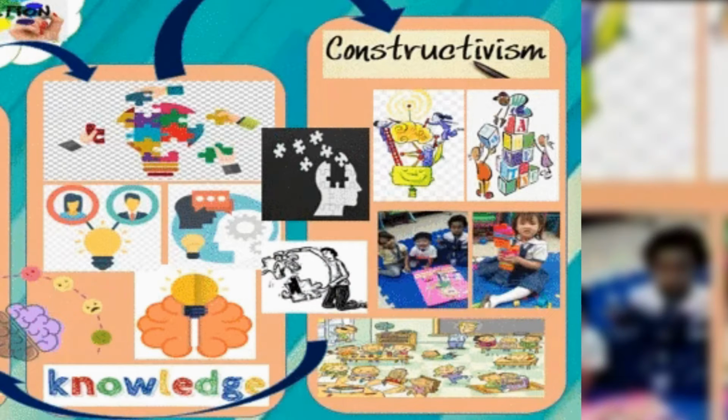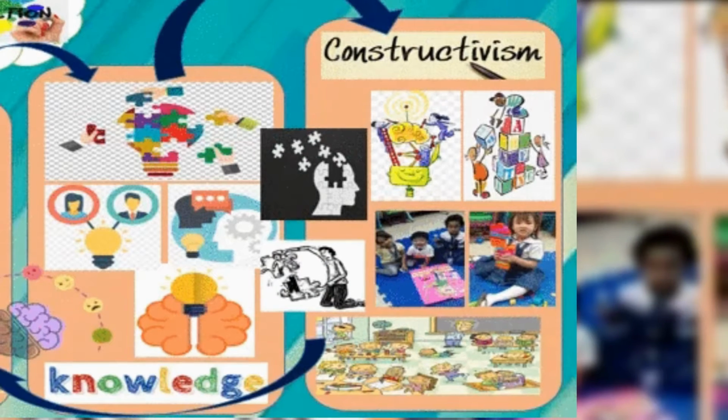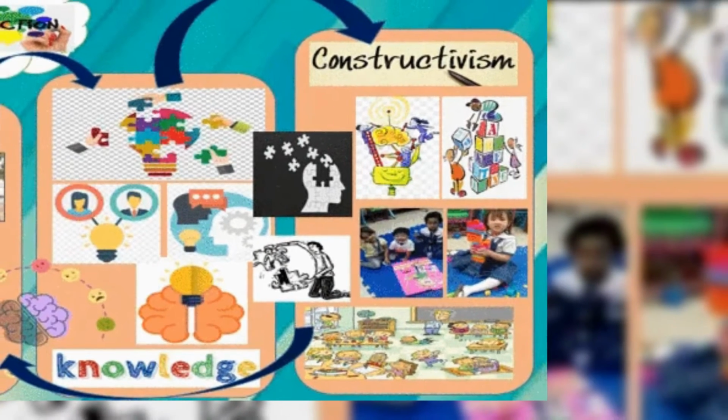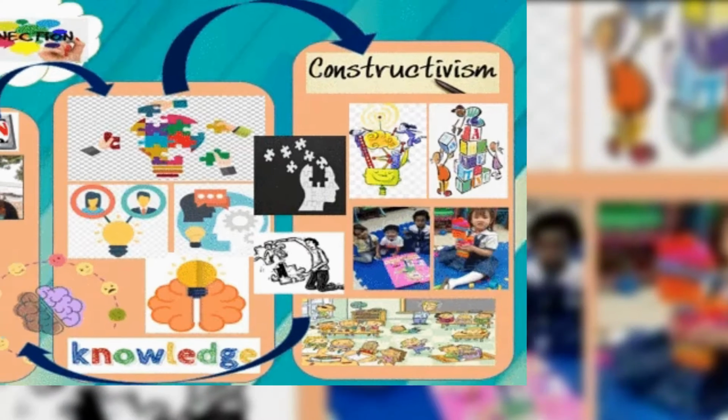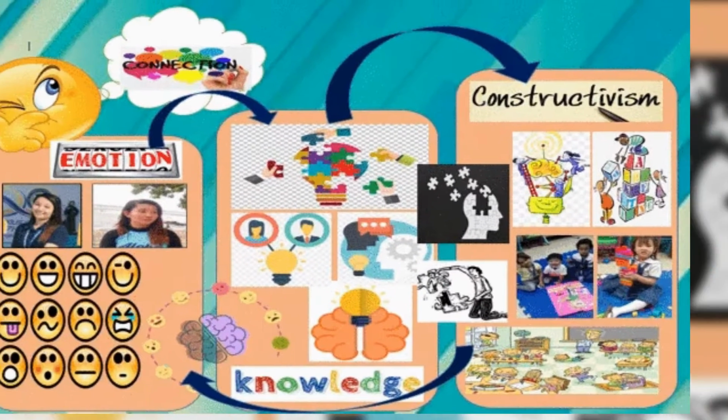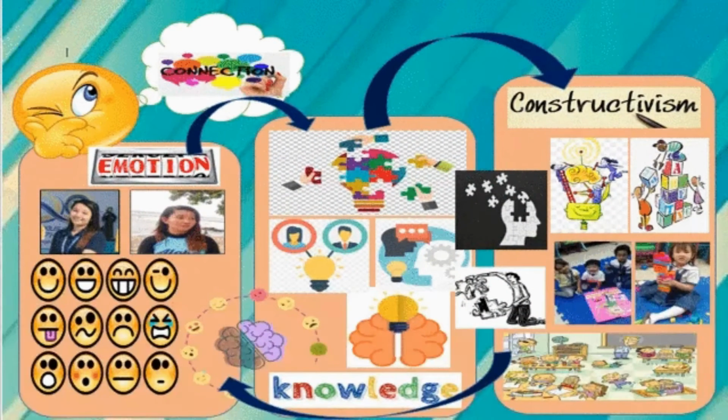So that is the interconnectedness of the knowledge and constructivism. Constructivism goes back to emotion, because constructivism is a new knowledge. Since this is a new knowledge, we are making emotions. That's why, as you can see in my collage, it is a cycle. So that is the interconnectedness of our emotion, the knowledge, and the constructivism.